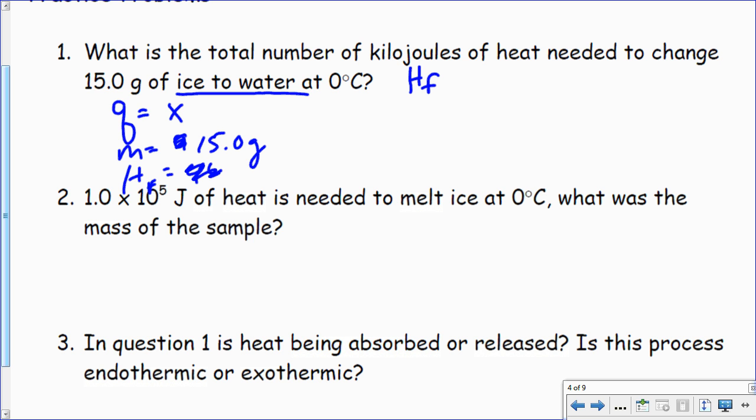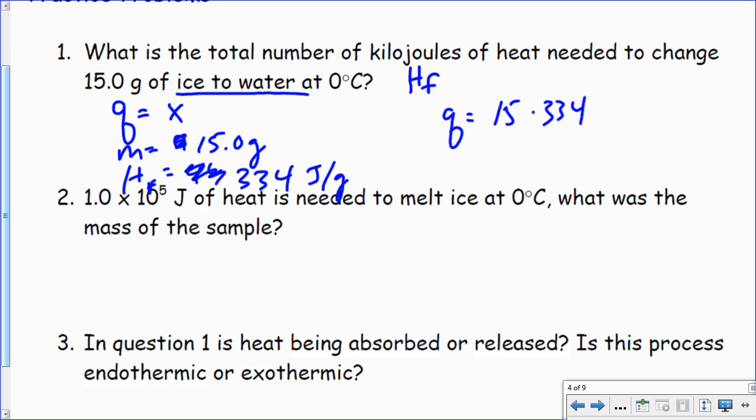I'm sorry, I got it mixed up, right? 334. I was going to say 433. Being a little dyslexic. It's getting late. All right, so I just have to plug this in. I'm going to have Q equals 15 times 334.